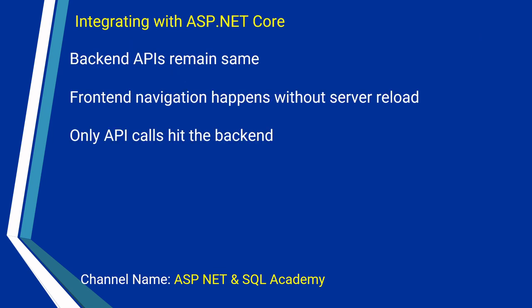When we use routing on the front end, our ASP.NET Core backend does not need to change. All navigation happens on the client side. The only time our React app communicates with the backend is when it makes API calls for data. This separation makes the app faster and more responsive.